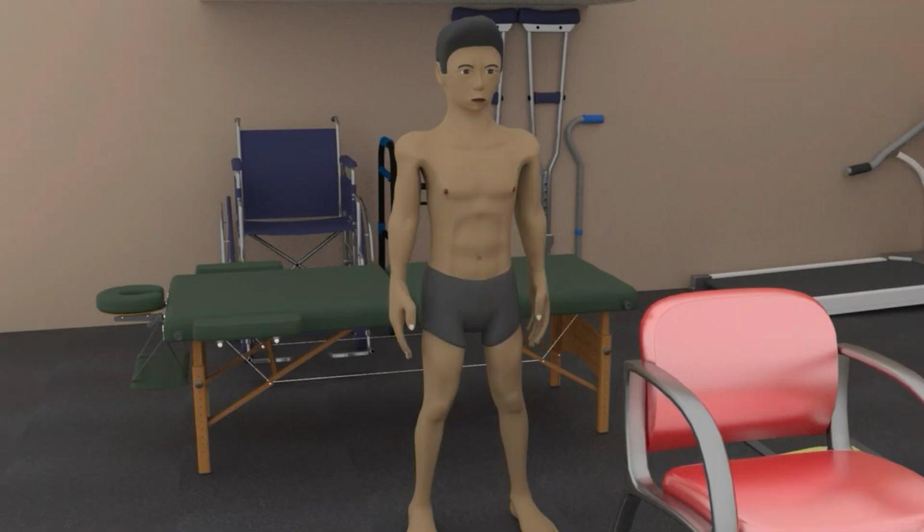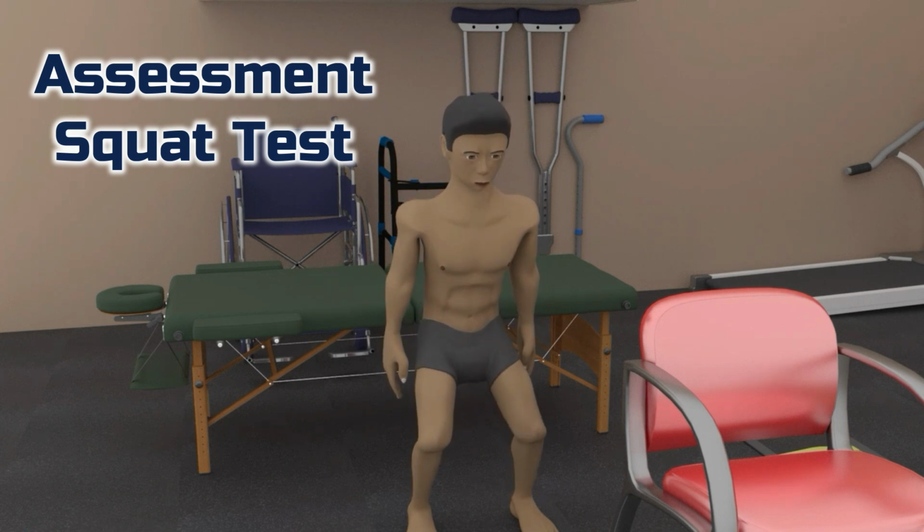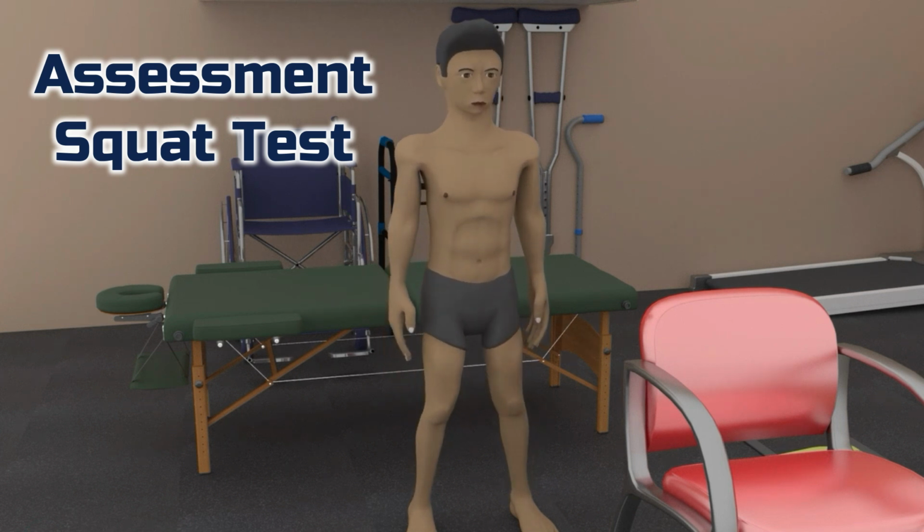In order to assess the presence of oversupination, we perform what we call the squat test. The patient will be standing, feet shoulder width apart, arms at sides, head in neutral, trunk in neutral. And from this position, the patient is asked to squat down as low and as comfortably as possible.